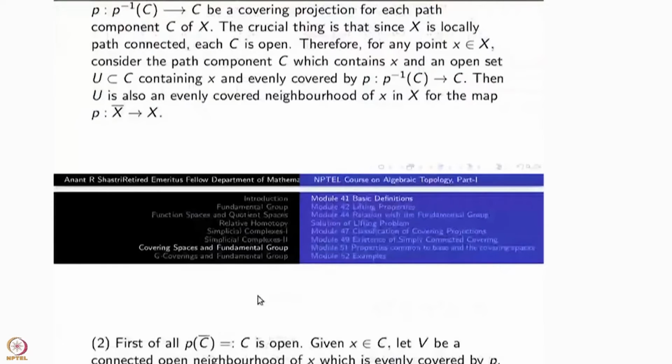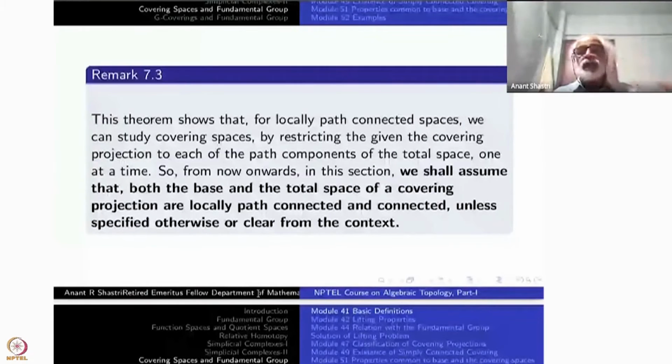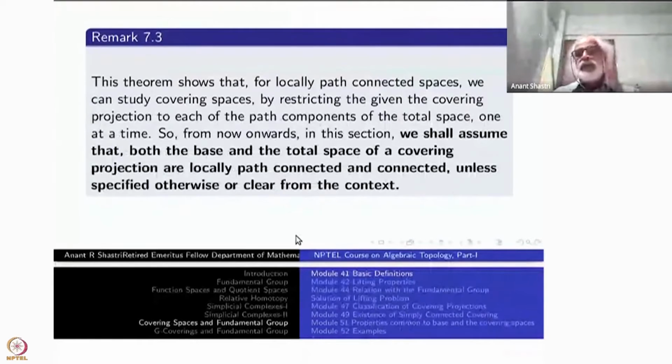Now, this is what I will tell you. We shall assume that both base and total space of the covering projection are path connected and connected, unless specified otherwise, or it's clear from the context. When you are discussing some examples, and that example itself is not locally path connected, then it's clear that it's not locally path connected, that's all.